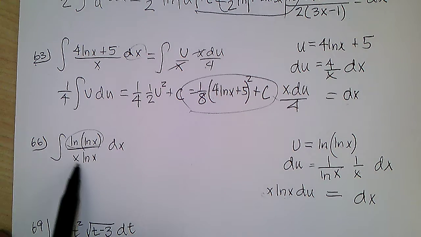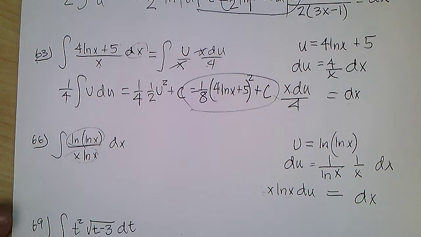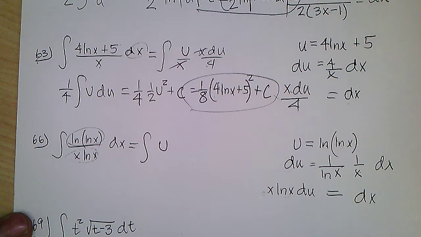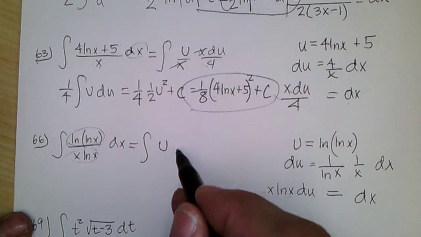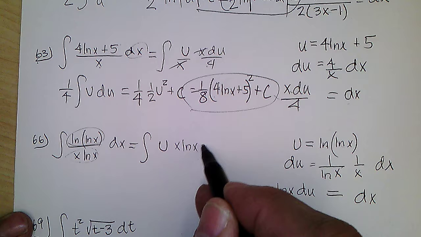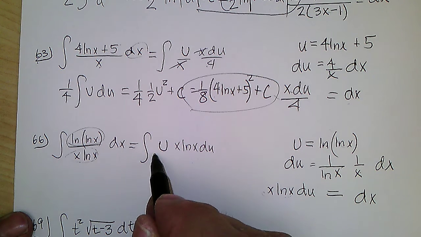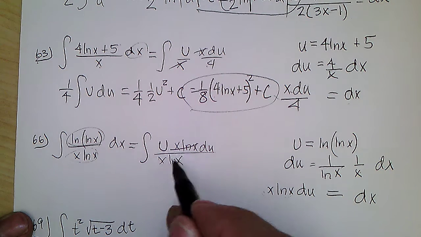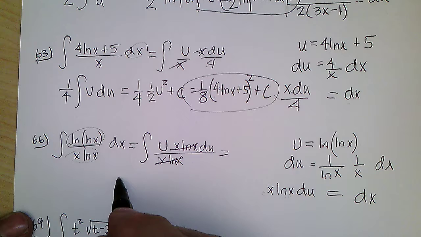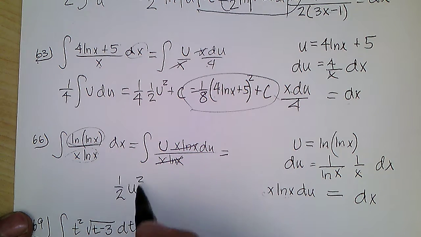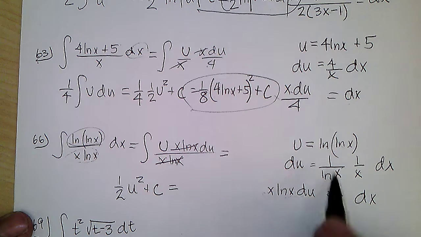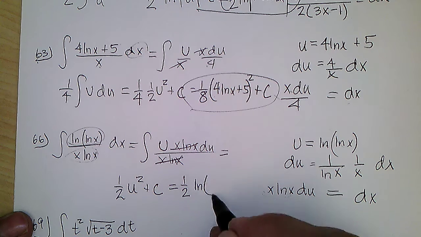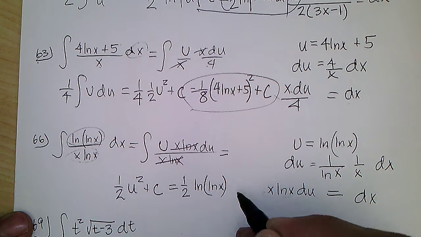And notice that, they look a lot alike. So this is going to be the integral of u, and dx is x ln x du over that x ln x. And those cancel. Integral of u is 1/2 u squared plus c, and u was ln of x.